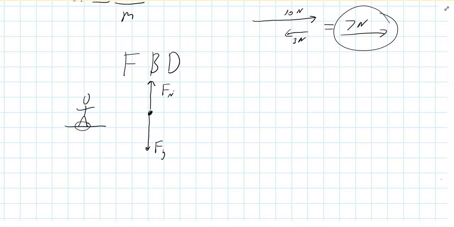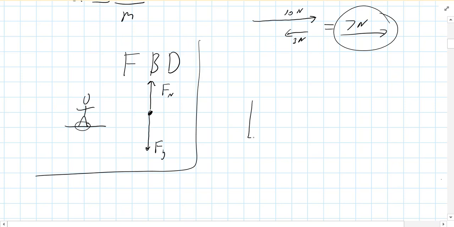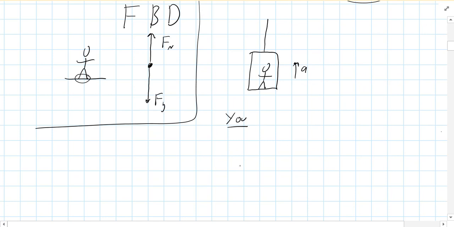Now, a second one, you've got to be careful about which object you're drawing the FBD for. So let's say, I'll do a little different one now. Let's say that there's an elevator, okay? And it's being held up by a cable, and then there's a person in the elevator, okay? And just for the sake of argument, let's say the elevator is accelerating upward. So you're speeding up upward, okay? Let's first draw an FBD of just you, okay? All right, so I'll draw my dot, okay? We know there's a force of gravity acting on me, okay? The Earth's pulling down on me.